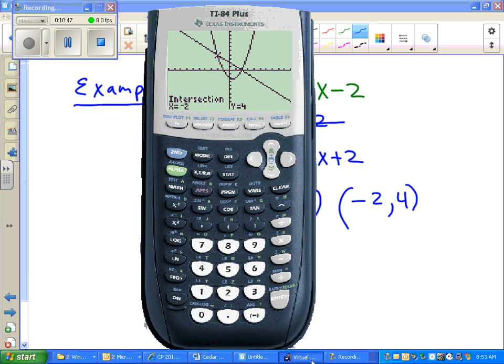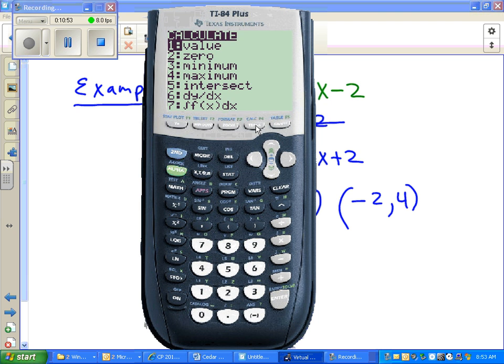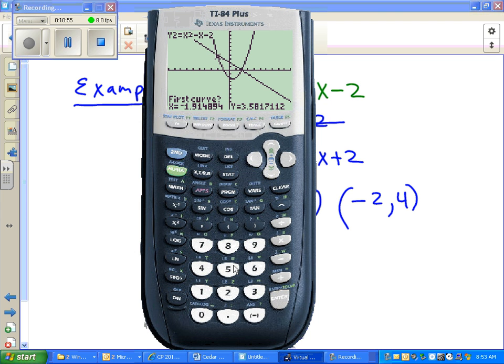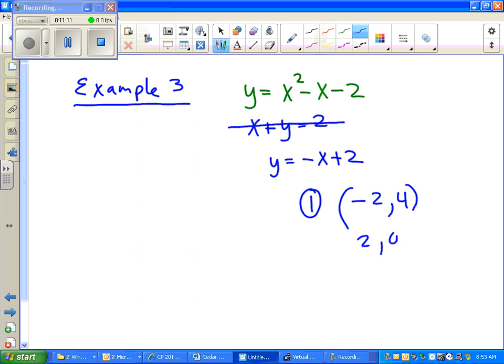All right, and to do my other intersection, I'm going to go back into my calculate menu, choose 5 for intersection, first curve, second curve. Where does it intersect on the right? Somewhere around positive 2? I hit 2 for my guess, and I'm right on that one: 2 and 0. Okay, so that's the second answer.